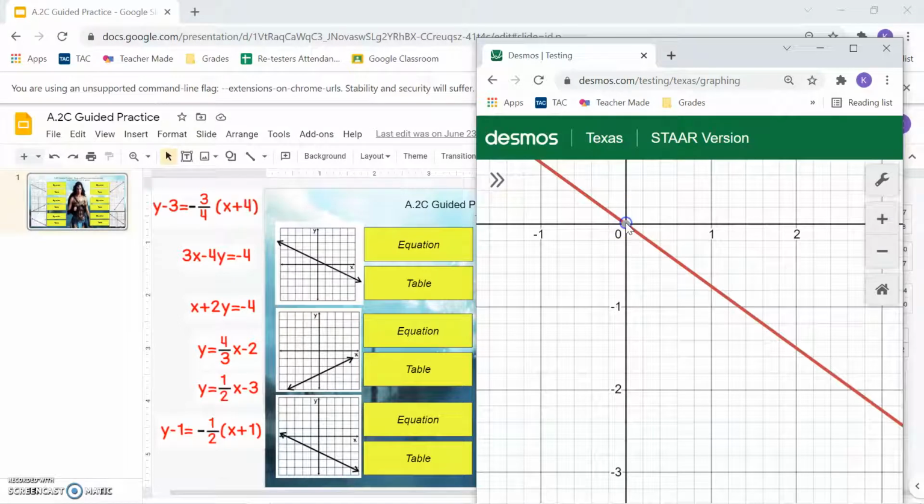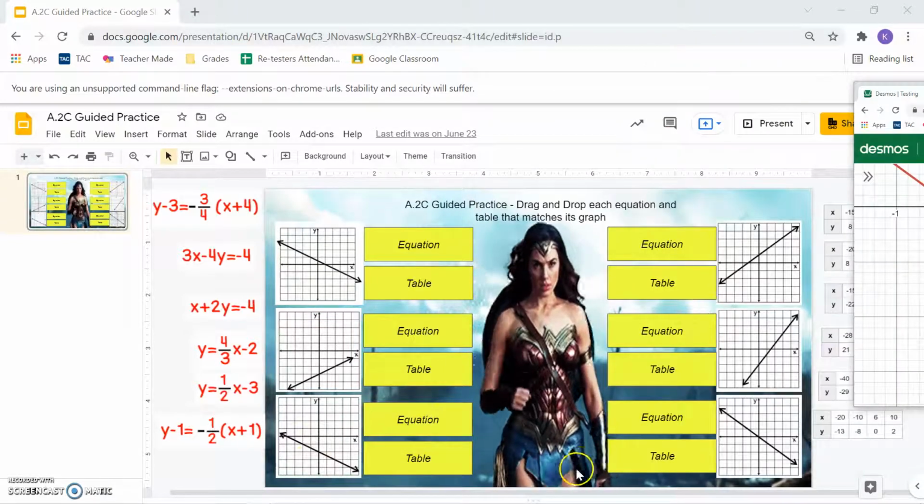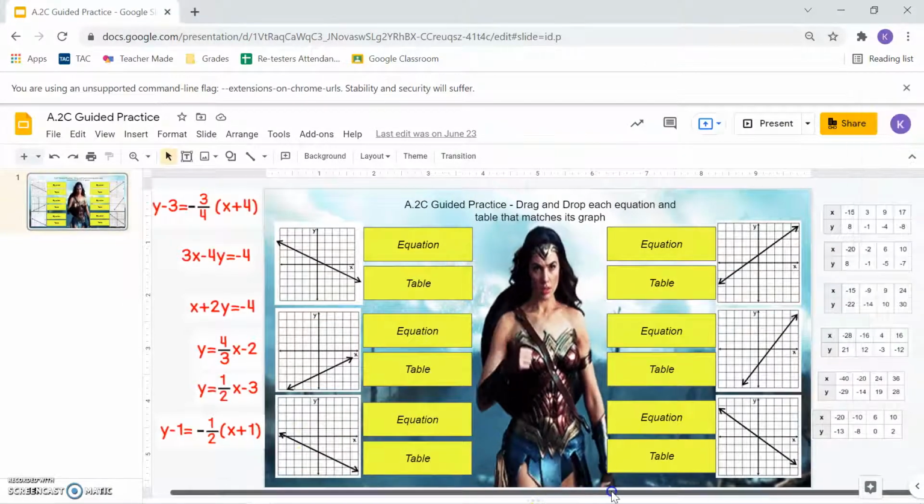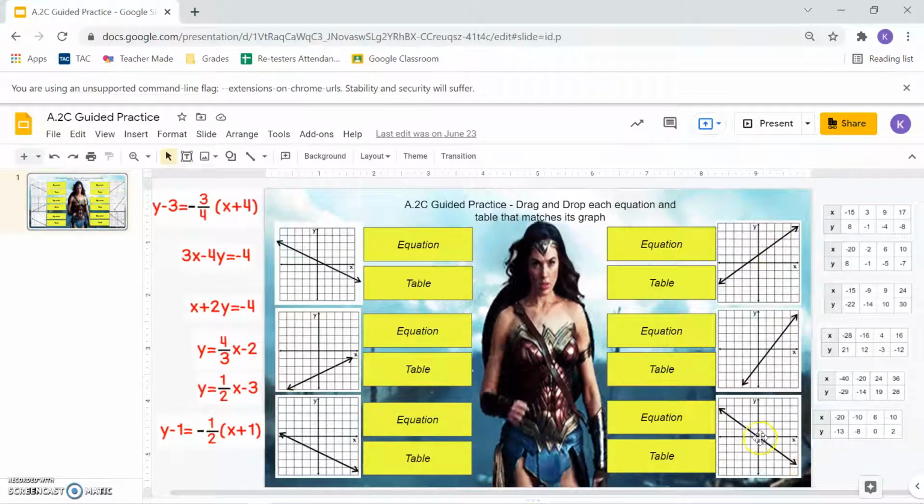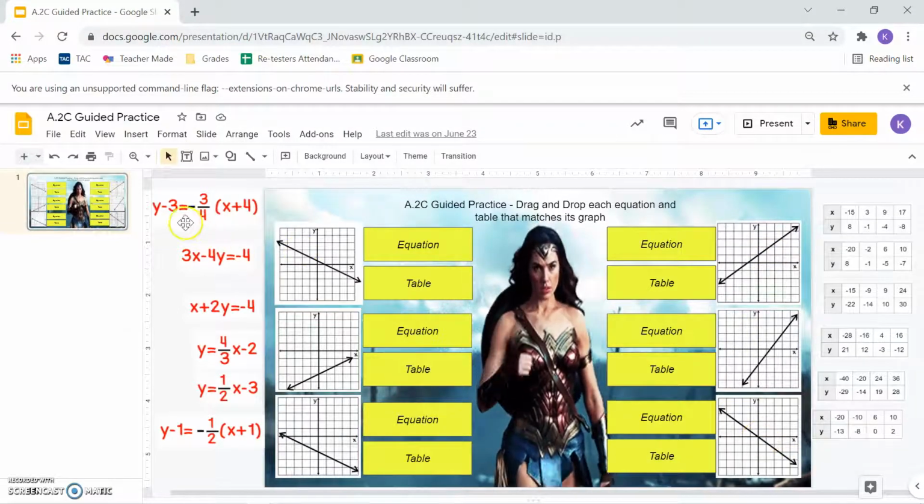And I'm gonna click right here, which is the y-intercept. So it's gonna cross at the origin. See how this one's not crossing there at the origin? This one's going up. This one's not crossing right here in the middle. Let's go on to the next one. This one's going up, this one's going up, this one's coming out and crossing right through the middle. So I found my first one.